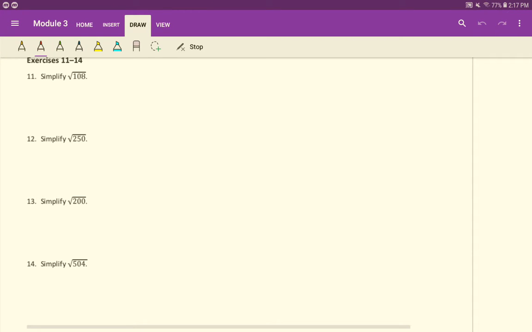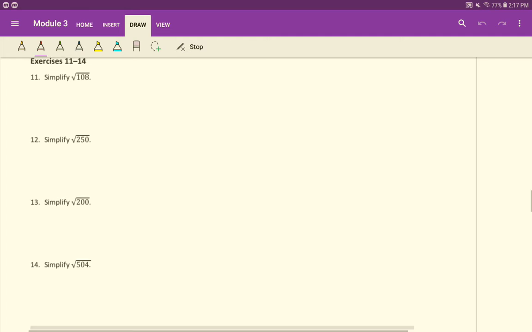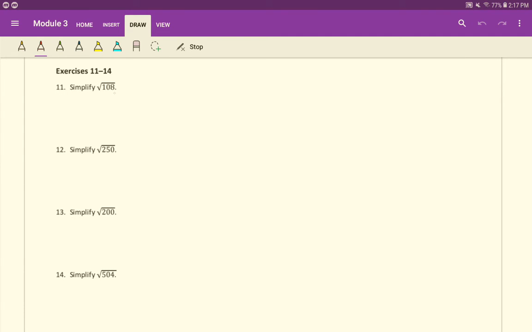Welcome back. So it turns out I am going to just finish off these square roots here for these exercises, so we'll just go ahead and finish 11 through 14. Okay, so again, we'll simplify the square root of 108, which I can see is divisible by 9.